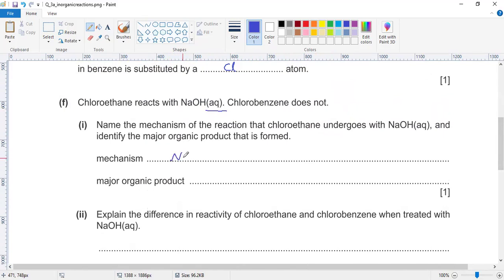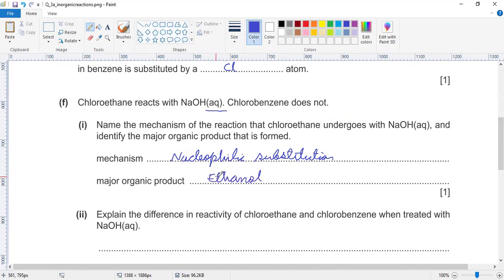So this is nucleophilic substitution. And the major product would be ethanol, because it will replace the chlorine. So after this substitution, if it was chloroethane, it becomes ethanol.